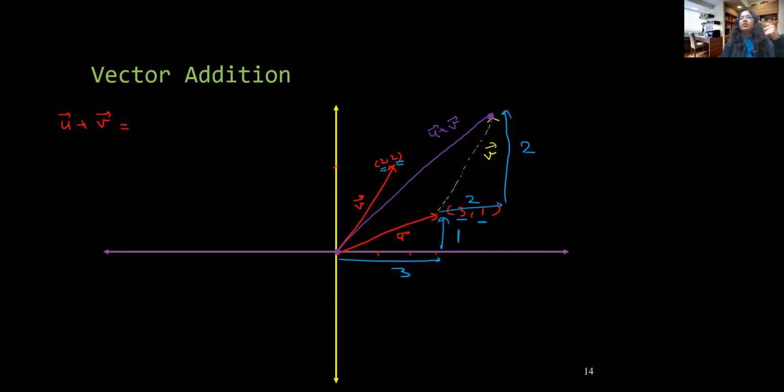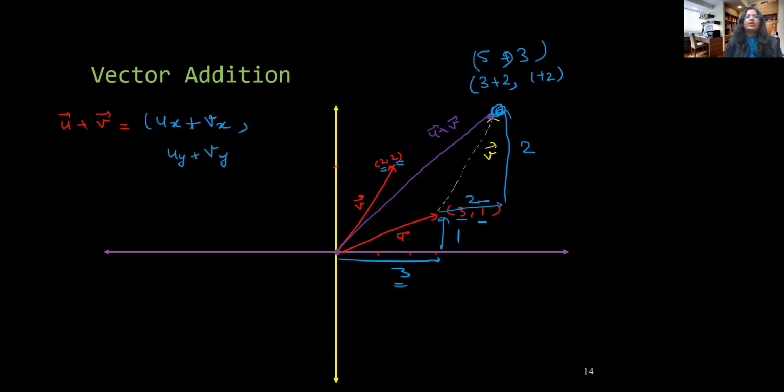So if we find the coordinate, the x coordinate would be 3 plus these 2 horizontal distances, so this would be 3 plus 2, and the y coordinate would be the sum of vertical distances, which is 1 plus 2, so it is basically 5 comma 3. So 5 comma 3 would be the sum of these two vectors. So basically what we are doing is we are adding up the x coordinates and we are adding up the y coordinates, or we can write it mathematically as: this is my x coordinate, ux plus vx, this is my y coordinate, uy plus vy.